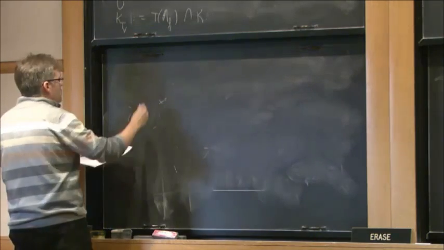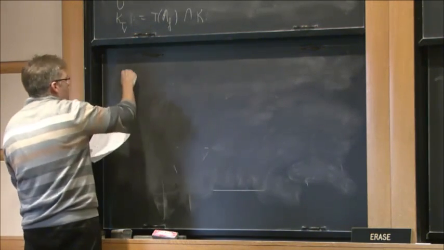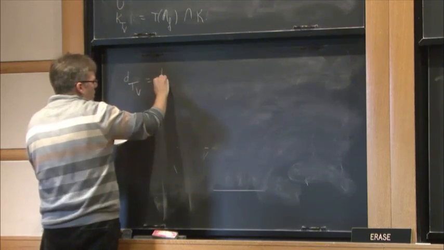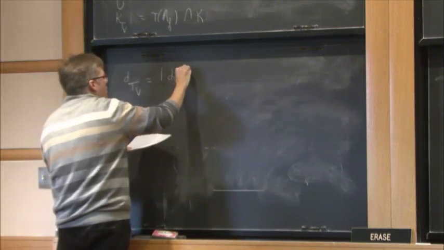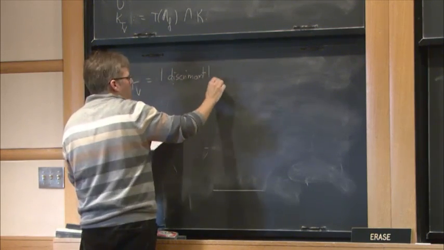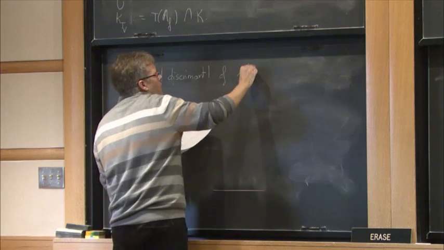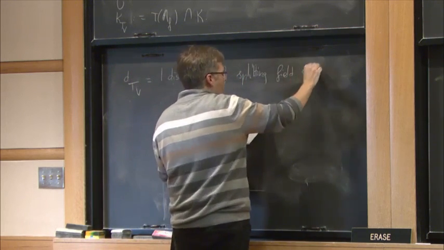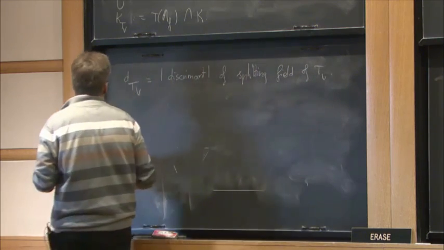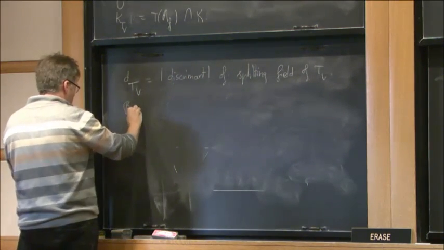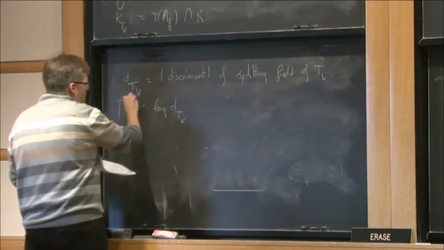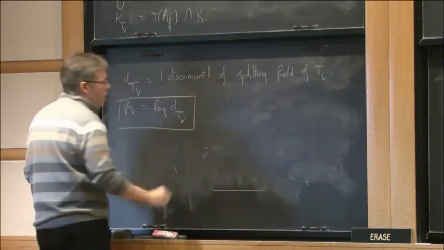Then there is the arithmetic invariant, which is the discriminant, the absolute value of the discriminant of the splitting field of T_V. And finally, there is an invariant, which is the log of this discriminant. So this will be the important invariant.